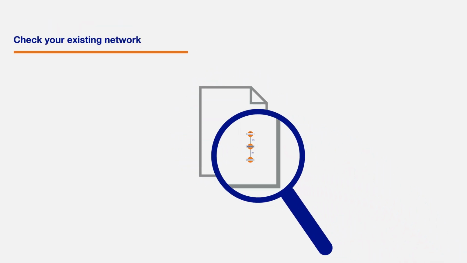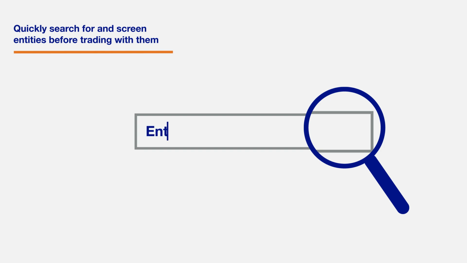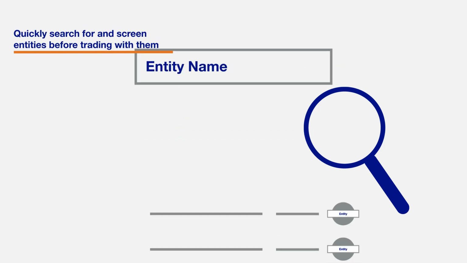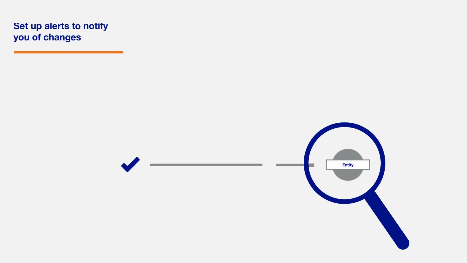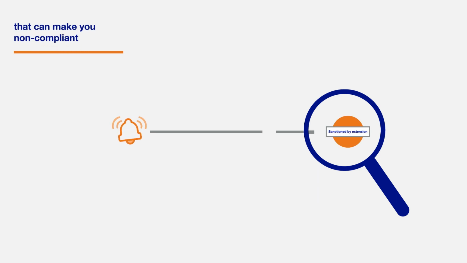So using Orbis, you can check your existing network for sanctioned and sanctioned by extension entities, and quickly search for and screen entities before trading with them. You can then set up alerts to monitor them and notify you of any changes that can make you non-compliant.